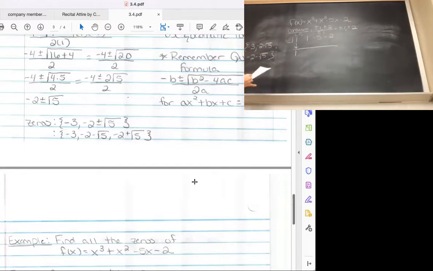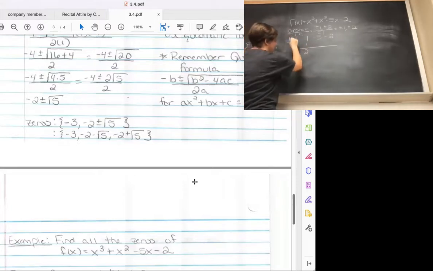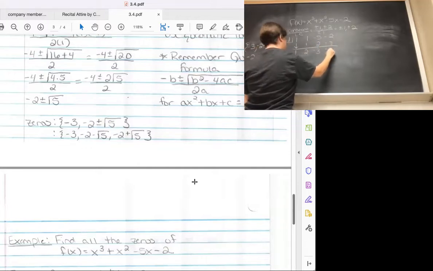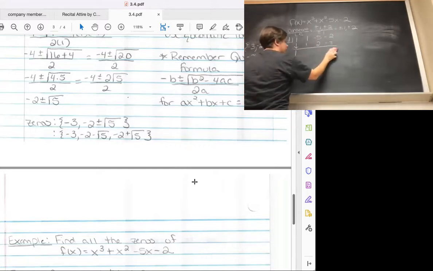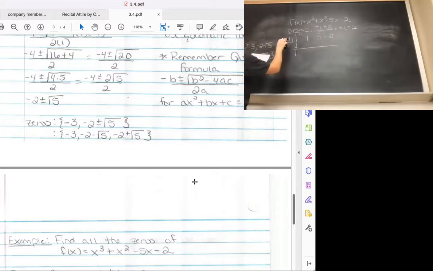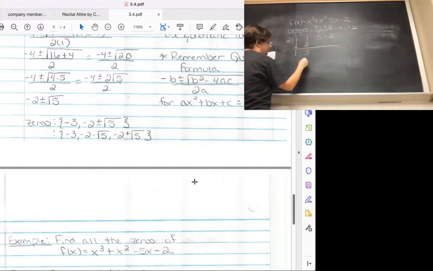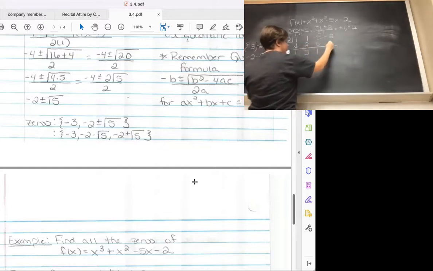Let's try 1. 1 times 1 is 1, which is 2. 1 times 2 is 2, which is -3. 1 times -3 is -3, which is -5. Well, that didn't work. Let's try positive 2. 2 times 1 is 2, add down. 2 times 3 is 6, add down. 2 times 1 is 2, add down. Yay!